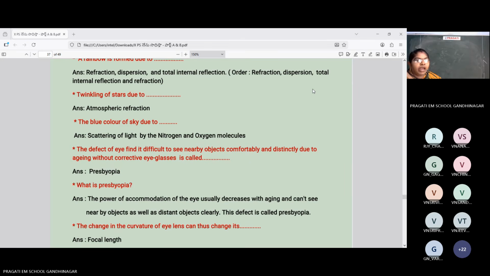The defect of the eye in which it is difficult to see nearby objects comfortably and distinctly due to aging, without corrective eyeglasses, is called presbyopia. What is presbyopia?